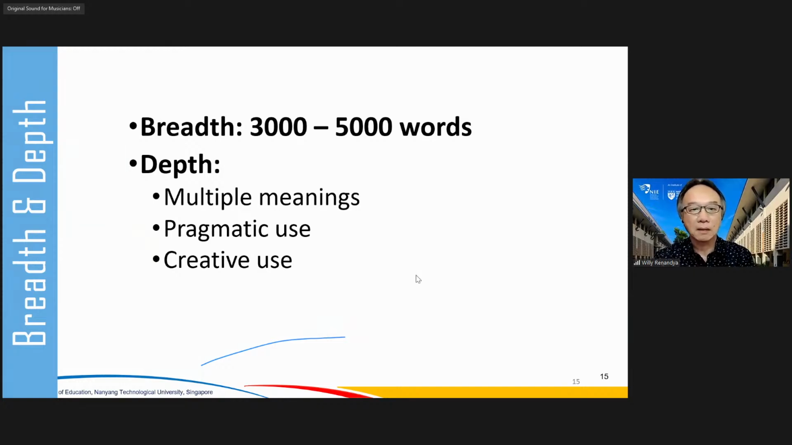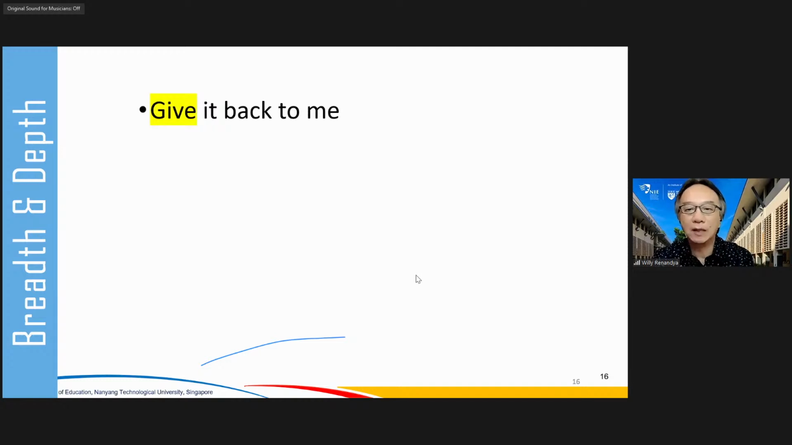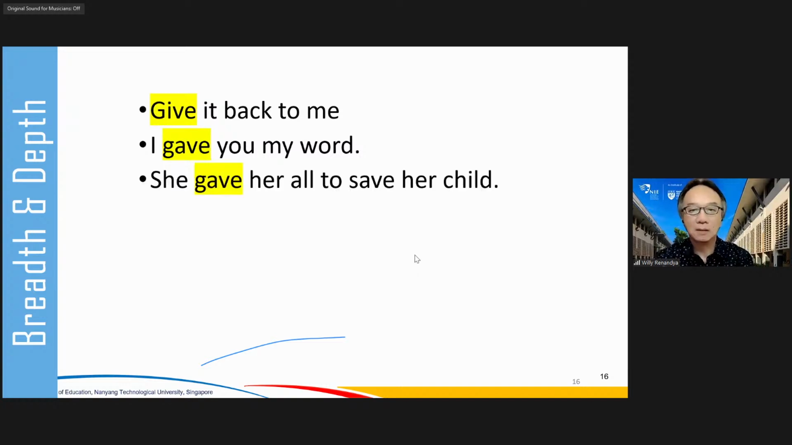Okay, let's look at just a very simple, very easy word like give. I think all of you know the word give, and your students probably know what the word give means in this sentence: Give it back to me, I give it back to you. They know this word very well. But is that the only meaning of the word give? The answer, no. Look at this. I gave you my word. Yes, it's give, but the meaning is different, isn't it, from the first one? Another one. She gave her all to save her child.